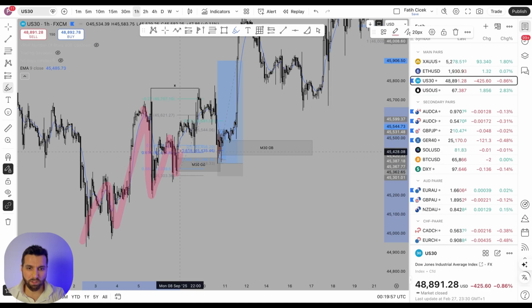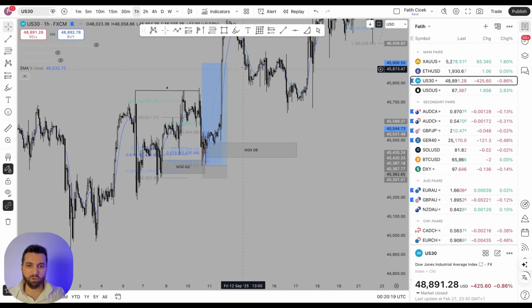And then we broke this. We had another higher high. And this is just an additional confirmation. Okay, once we have this liquidity built up here, because this is a double top, liquidity is built up over there. Okay, so this is a triple top. So we want to target those levels.